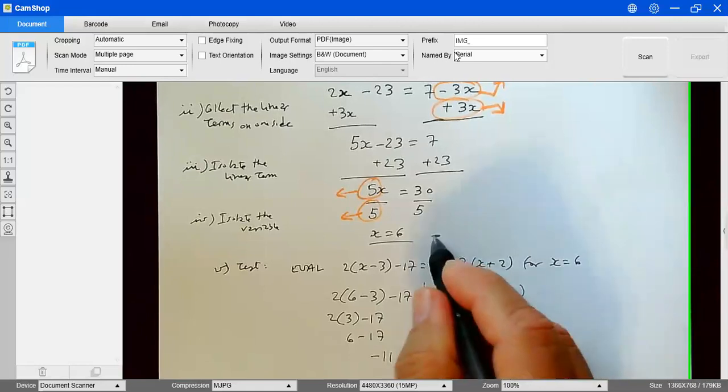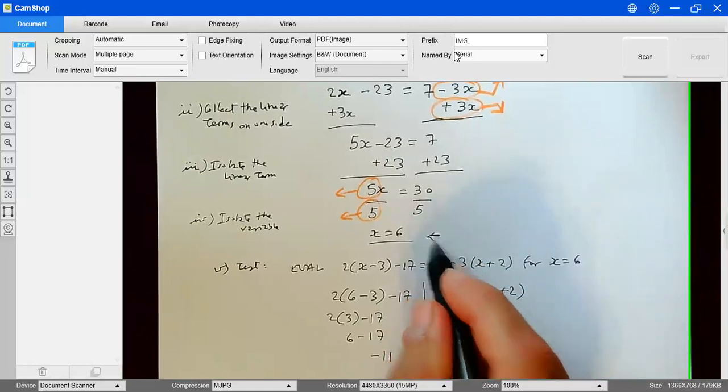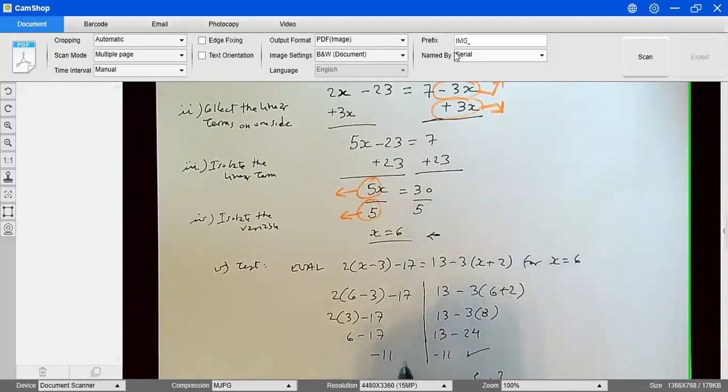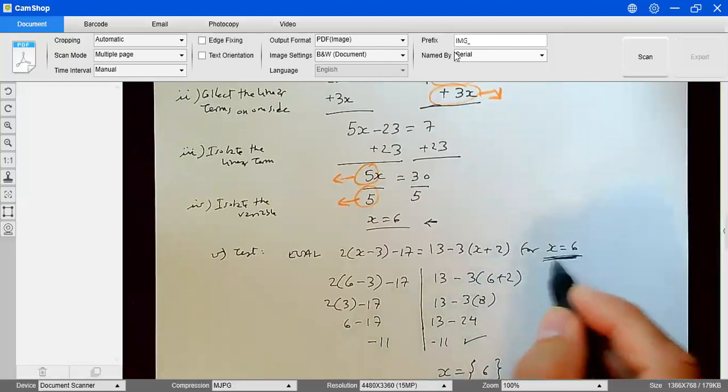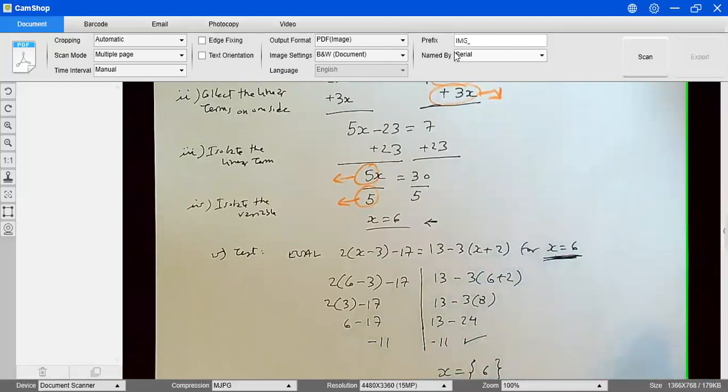6, this one. Don't forget. Don't write this as the solution, because some students write this number as the solution. That's not the solution, that's the test. So the solution was the value that we used to evaluate the original equation, and that yielded a true statement.